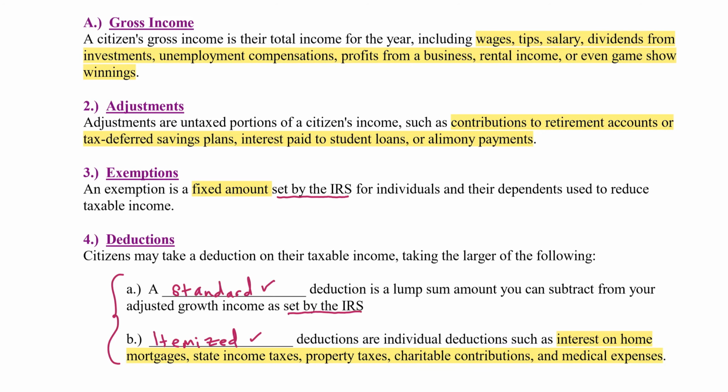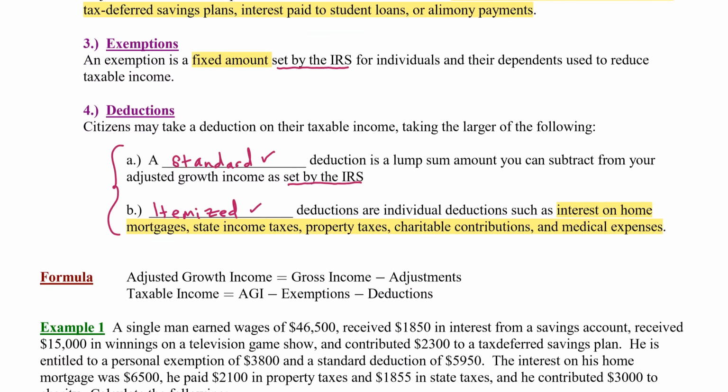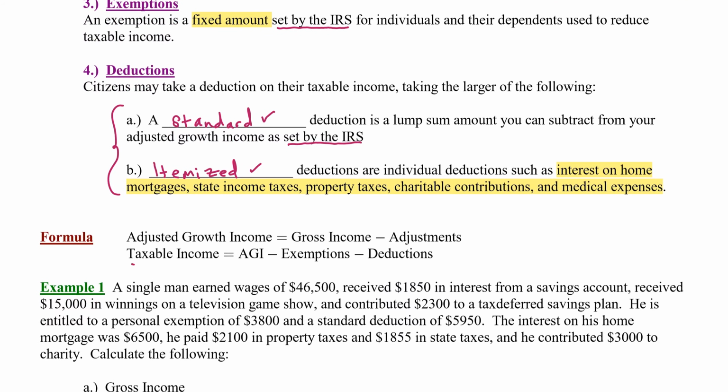Okay, let's put it all together. To calculate our taxable income, first, we're going to start with our adjusted gross income, AGI.